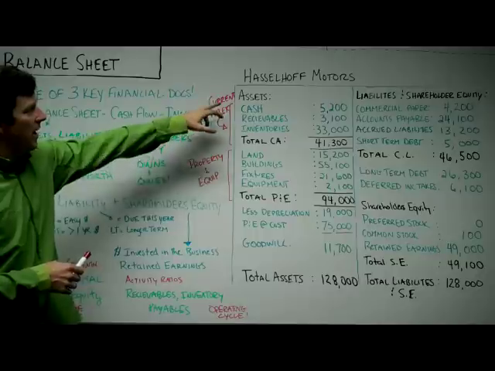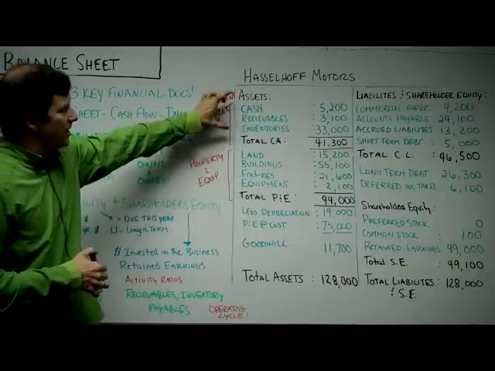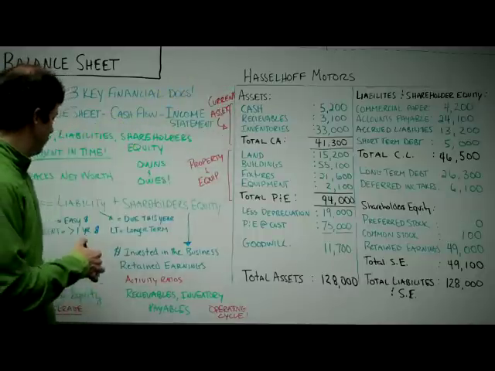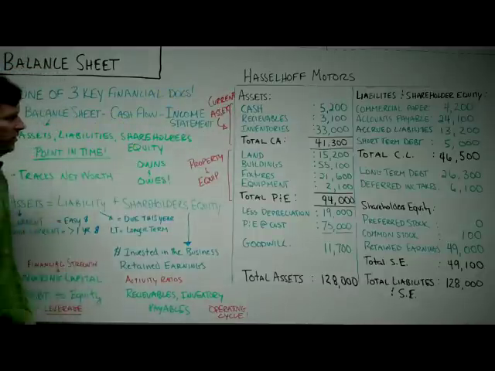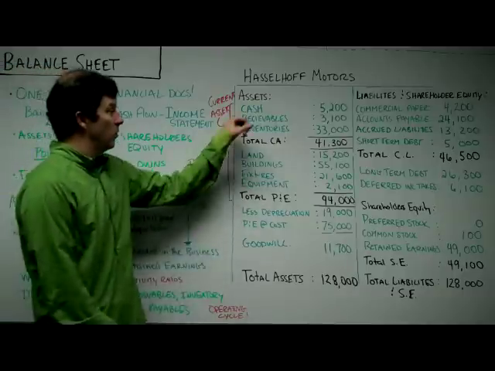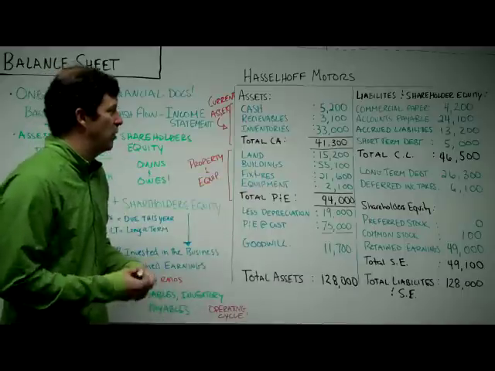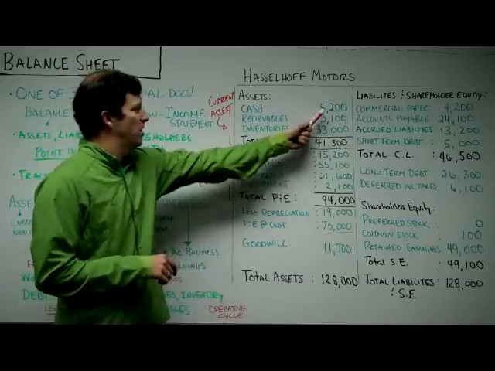So here's what they own. Here are assets, and these are current assets. And if you remember current assets, we said easy to turn into cash in a year. So we've got cash, first of all. He's got $5.2 million in cash. These are in the thousands.